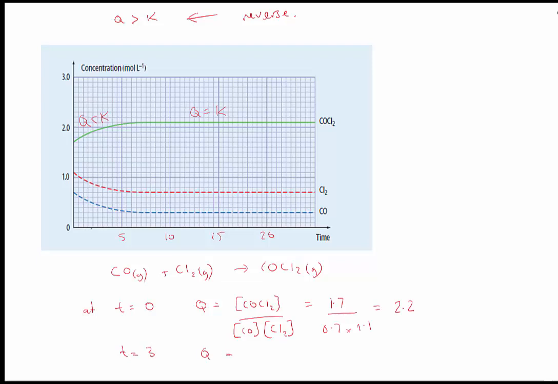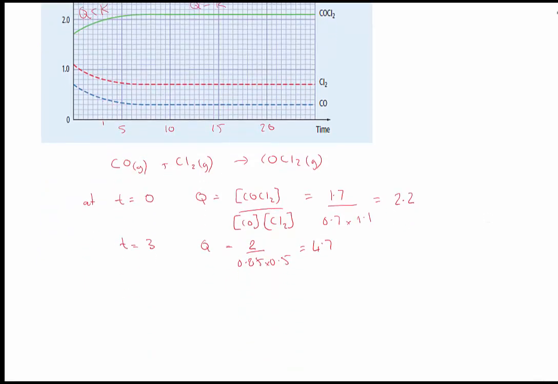At time of about 3, so a little bit further along our concentration time graph, we have a different reaction quotient. We read this again off the graph, and we get 2 divided by 0.85 times 0.5, and it gives us a value of about 4.7, so it's slightly higher. At T equals 10, which is well into our equilibrium region, we can read off the values from the graph, and we get a reaction quotient which is 10, which is equivalent to our equilibrium constant.